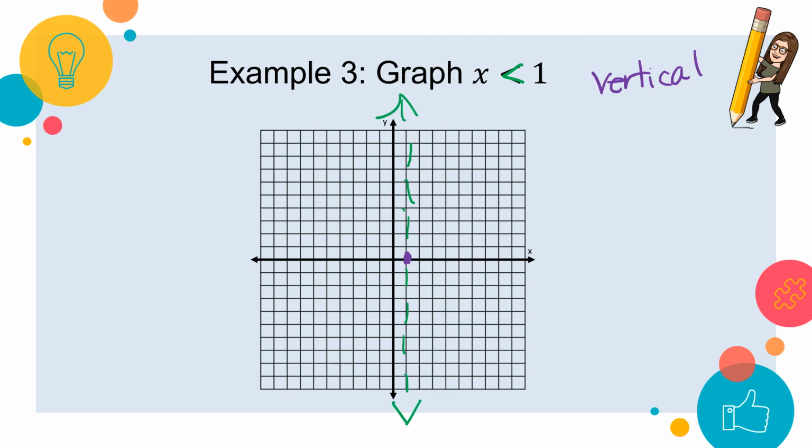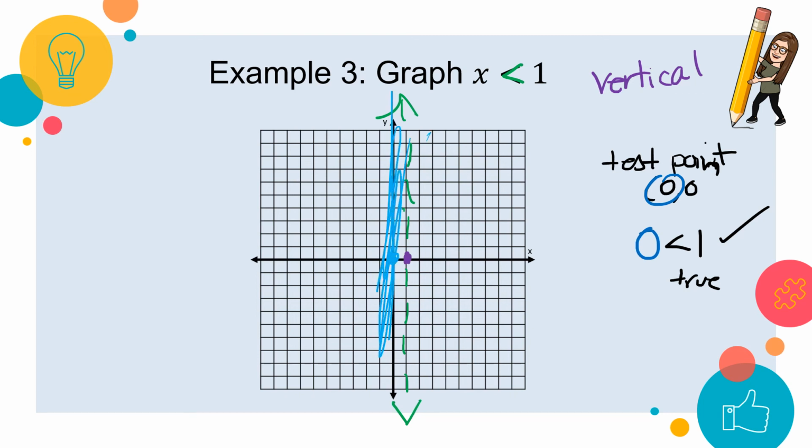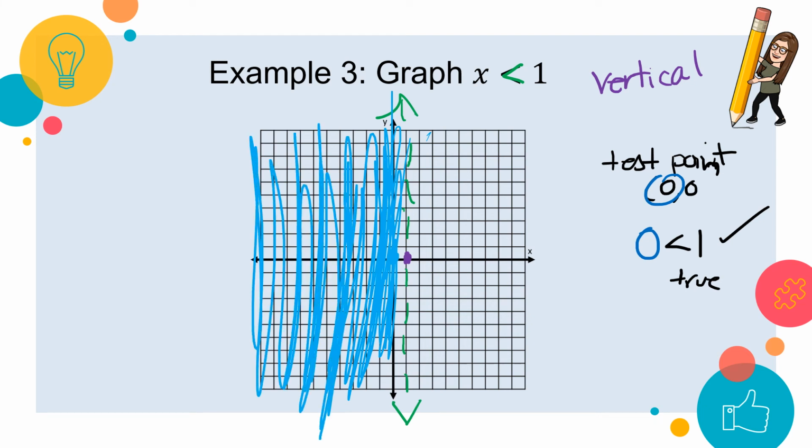And now we still need to shade. So let's think, if I have a test point, I could use 0, 0 again. I can only plug in the x, 0, because there's only an x, so let's do that. If I plug in 0 for x into my function, is 0 less than 1? Yeah, that's true. That's good. So that means we're going to shade the 0, 0 test point. We're going to shade to the left. Look at that. x is less than 1, so we shade left, just like we did on our number lines.